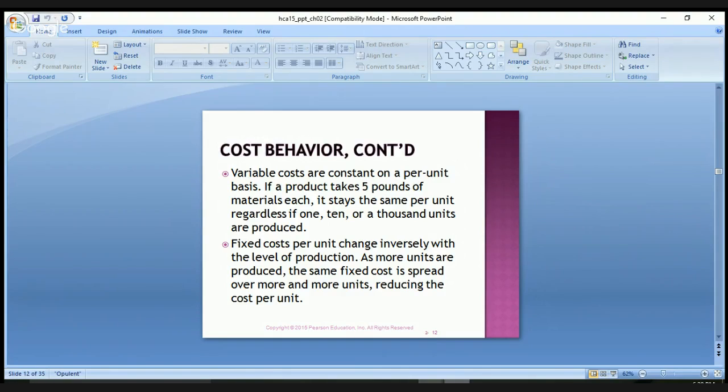Okay? So in variable cost, the cost per unit stays the same, and the total cost goes up. In fixed costs, the cost per unit changes while the total cost stays the same. Does everybody understand that? Okay.